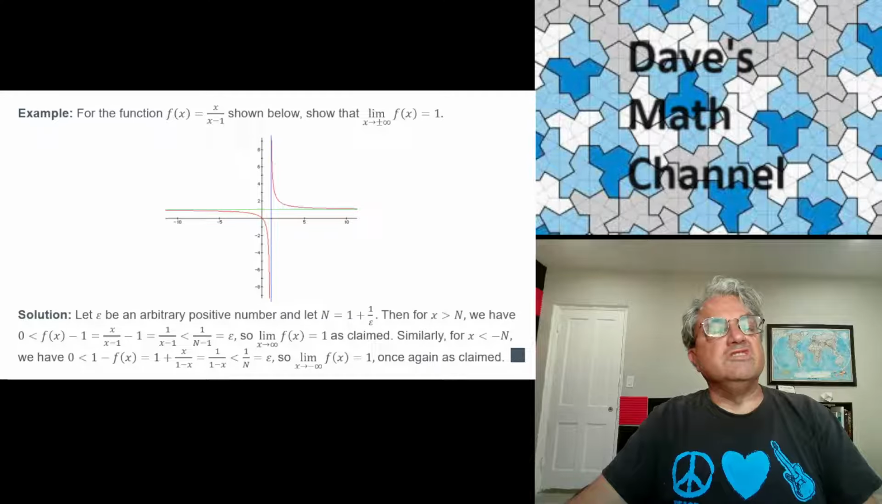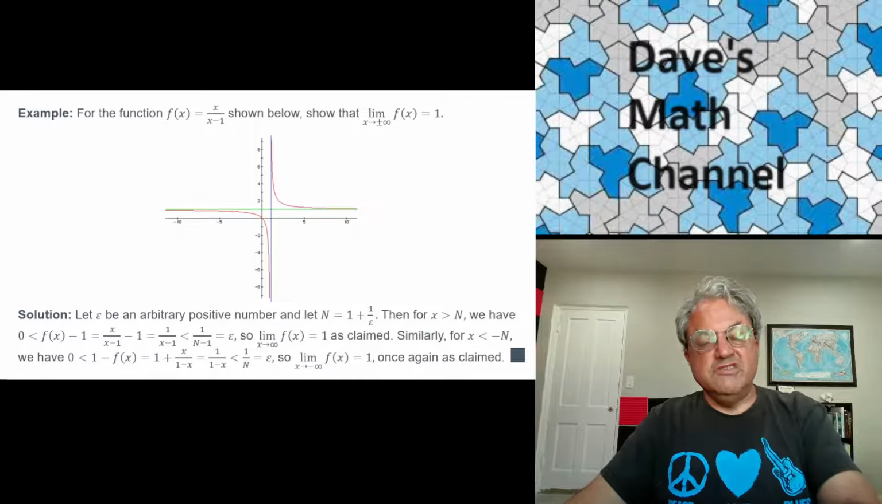1 minus f of x, because f of x is now less than 1. And if you do that, you'll get 1 over 1 minus x, which is less than 1 over n, which was equal to epsilon. So again, we've proven that the limit as x goes to minus infinity of f of x is equal to 1 in this case. So that proves both cases.